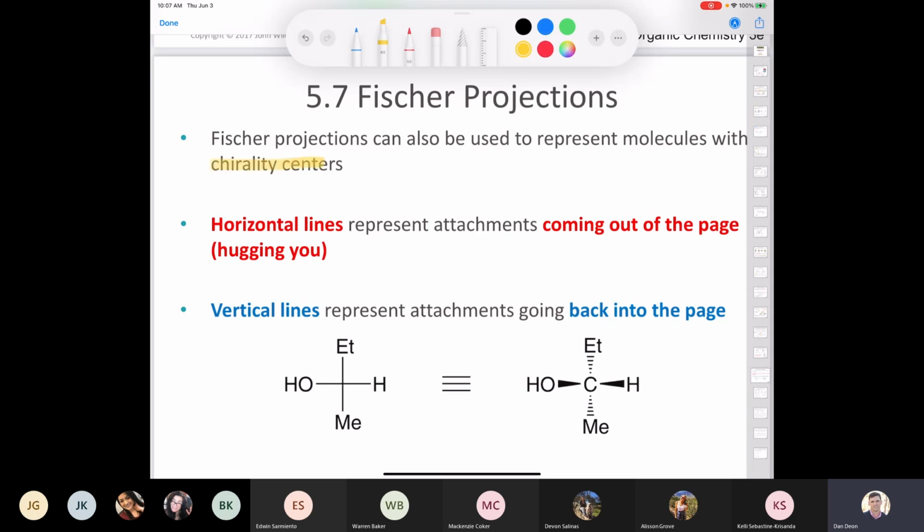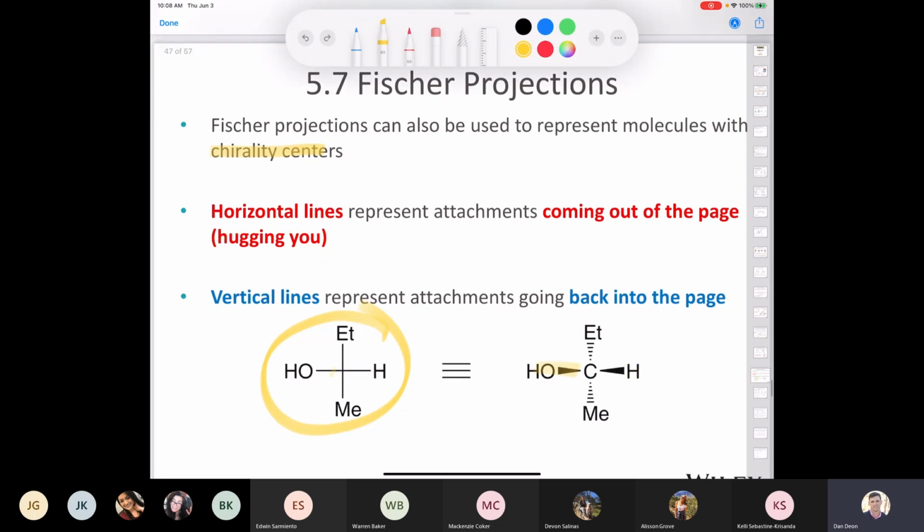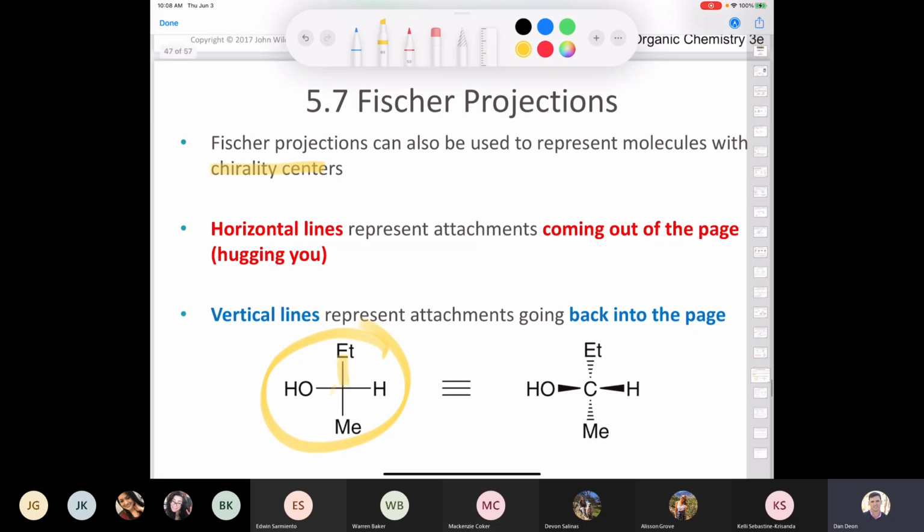So the horizontal lines in a Fischer projection, and this is a correct Fischer projection, the one that I have down here in the yellow circle. The horizontal bonds or lines represent bonds that are coming towards you. So, like my student said, it's like the molecule is trying to hug you. I wasn't the one who invented that. It was my students. I just thought it was so great. And then the lines that are vertical, it's as if they're going back into the page. So we have the lines going back into the page, and then we have the lines coming out towards us in the Fischer projection.